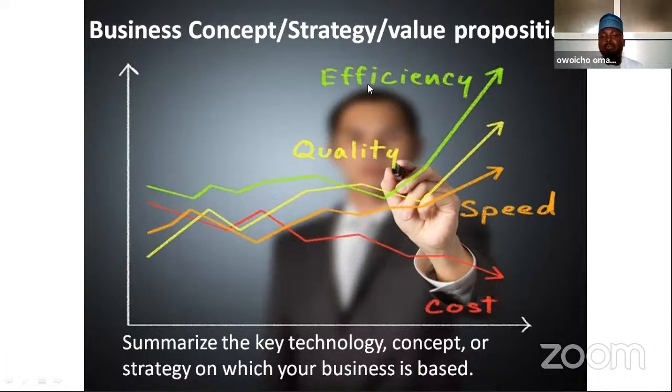Or you say, okay, I'm able to source my material from very cheap places. The same material, I don't incur much cost, so I can bring down the price. So these are the elements of value proposition. So propose a value in your business plan, what you are offering that others cannot offer.